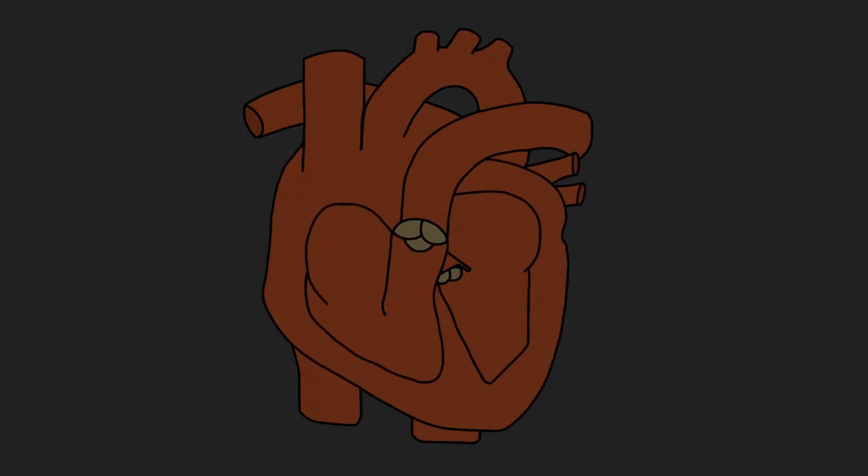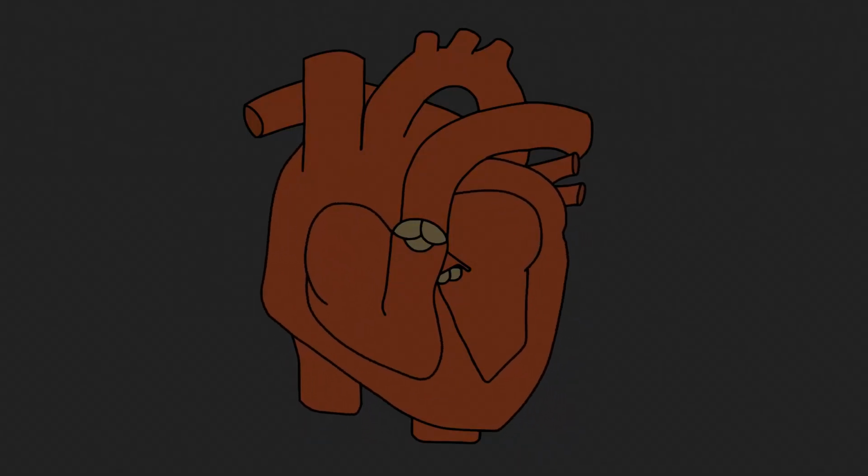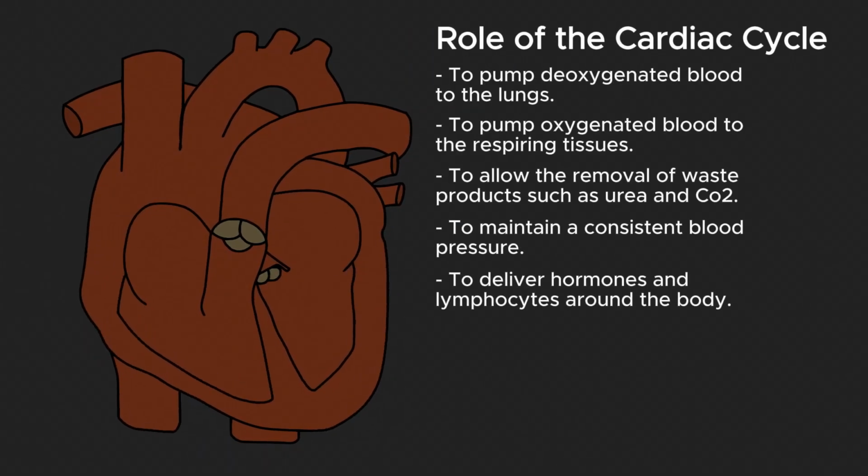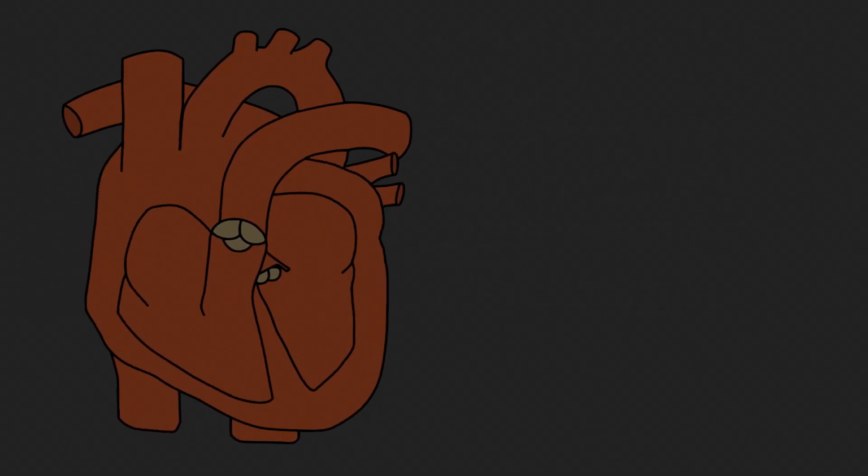The cardiac cycle is vital to the circulatory system's regular function, and it is pivotal in the transport of the blood medium to exchange surfaces. Without this mechanism, you wouldn't be able to deliver oxygen to respiring tissues or remove waste products such as CO2, hence it is important to maintaining life.